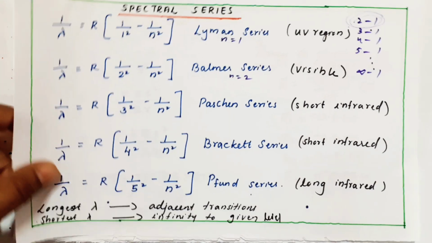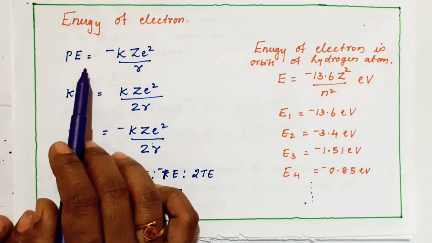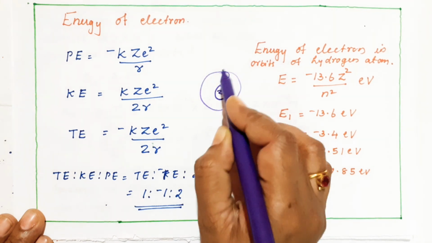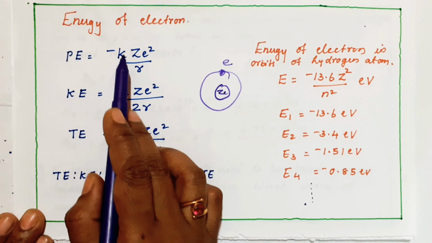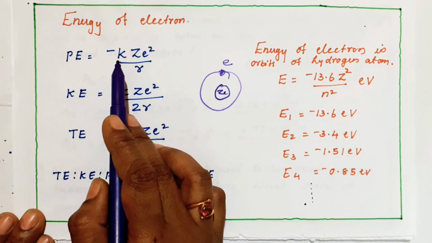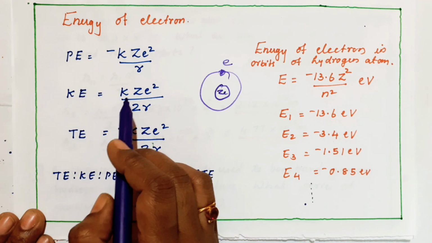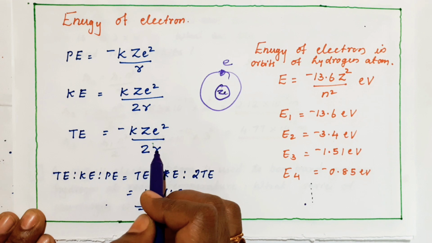Now another main thing you have to remember is the energy of the electron. We know that this is a nucleus of charge Ze and the electron is revolving around the nucleus. The potential energy is minus k Ze square by r, where k is 1 by 4 pi epsilon 0 or 9 into 10 power 9. Kinetic energy is k Ze square by 2r. Total energy is minus k Ze square by 2r.